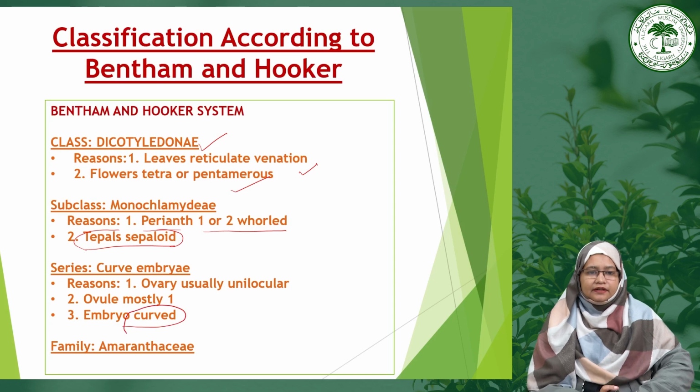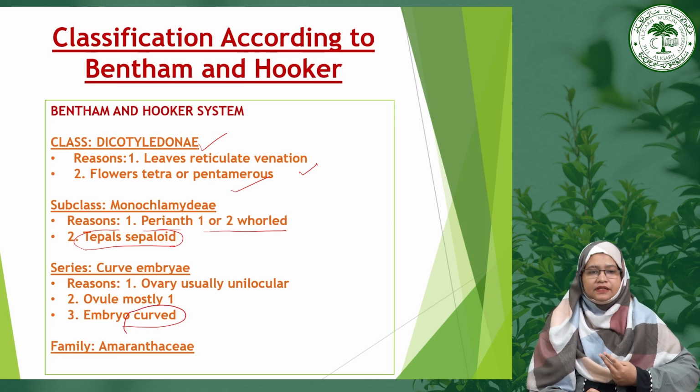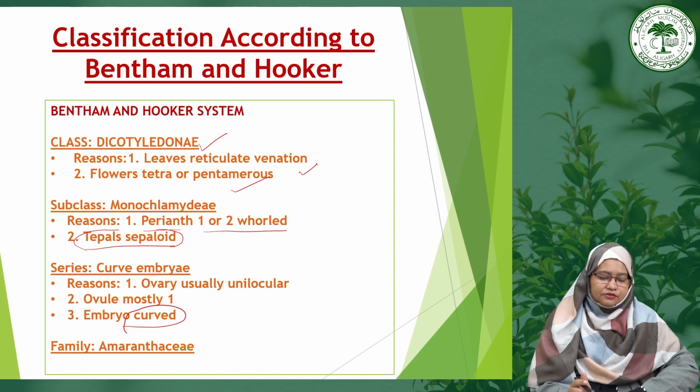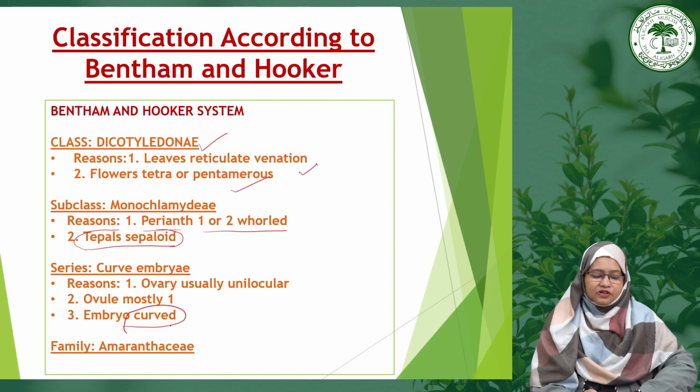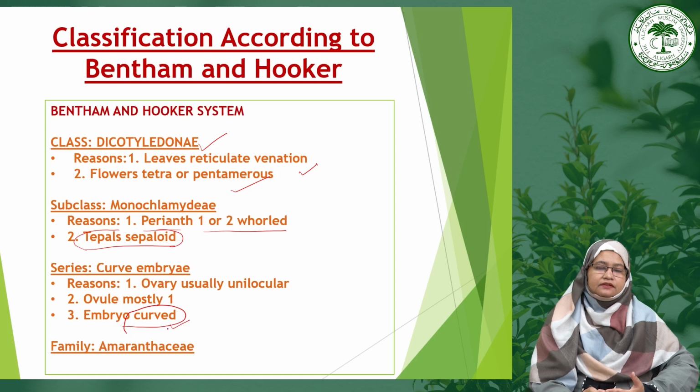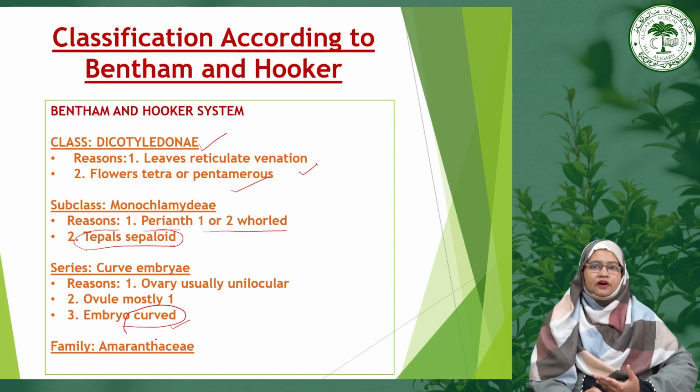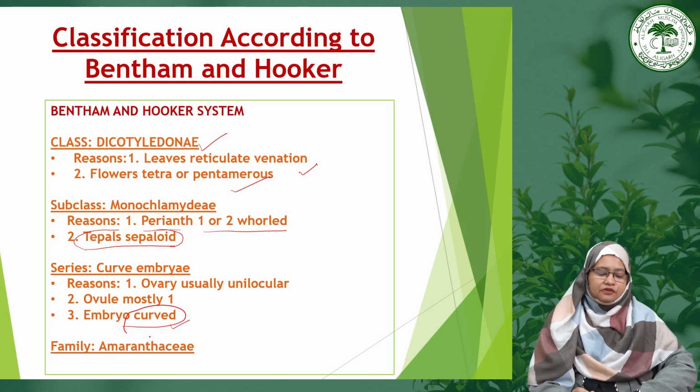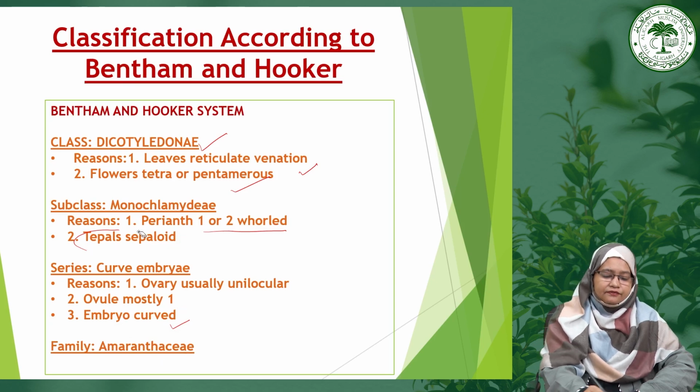From the Monochlamydeae, you will study two groups of families. First, the Amaranthaceae that you are going to study today, and next you will study the Euphorbiaceae family, which belongs to the Unisexuales. You can identify these groups: the first by the presence of a curved embryo, and in the Euphorbiaceae you will find only unisexual flowers. So today we are going to study the Amaranthaceae family. Let's start with the distribution of the Amaranthaceae family.